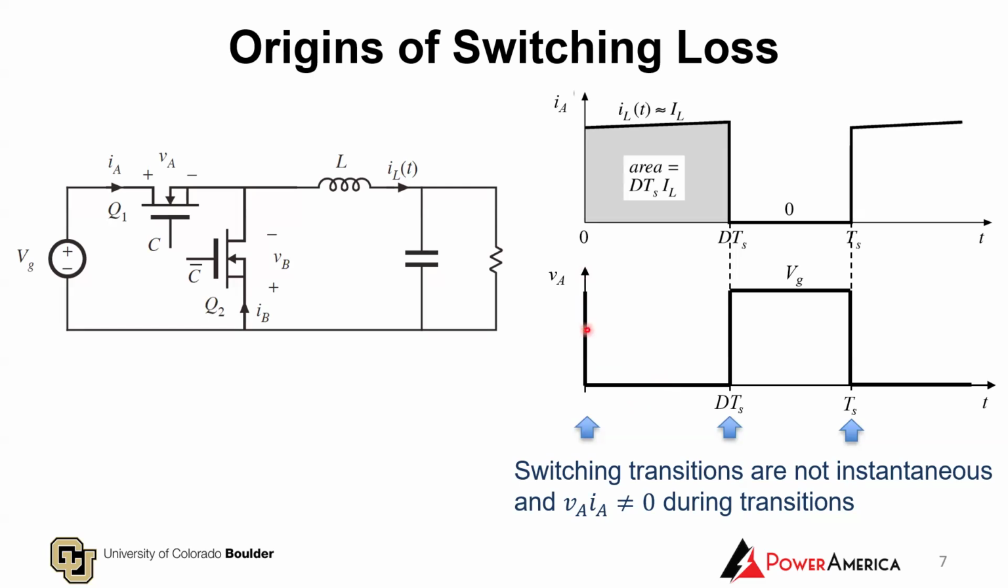Unfortunately, the transitions that are shown here as instantaneous, this transition here and this transition here, are not really instantaneous, and the product of voltage and current during transitions can be substantially different from 0. And that really is the origin of the switching loss.